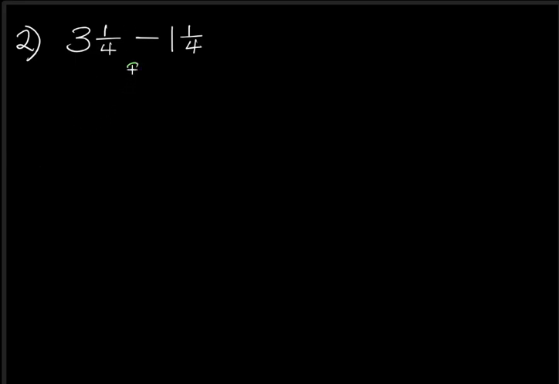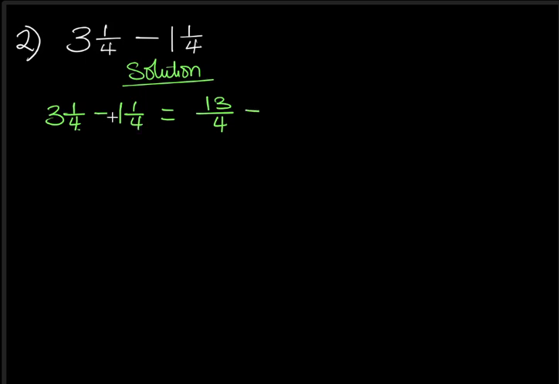Number 2, now when you are doing addition and it involves mixed fractions, I strongly recommend you change them to improper fractions. Change to improper fractions. 4 times 3, that will be 12. 12 plus 1, that will be 13 all over 4, minus 4 times 1, 4 plus 1, that will be 5 all over 4. So we take the LCM of the denominators, which is 4 and 4.